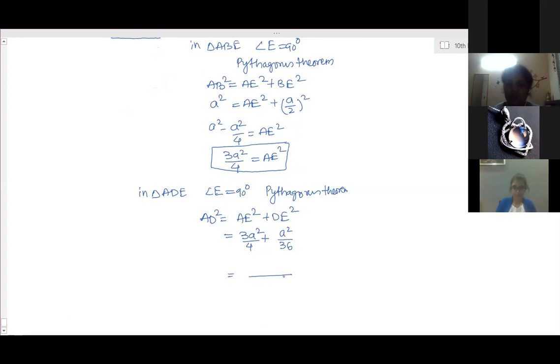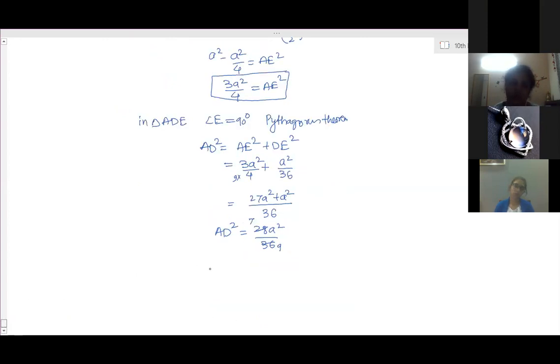Now simplify this. LCM is 36. So here you have to multiply with 9. 27A square plus A square, which is equal to 28A square by 36, is equal to AD square. 4 sevens are 28, 4 nines are 36. So therefore 9AD square is equal to 7A square, right? So now A is any side of the equilateral triangle. So it can be AB also, so 7AB square is equal to 9AD square. Is that clear?